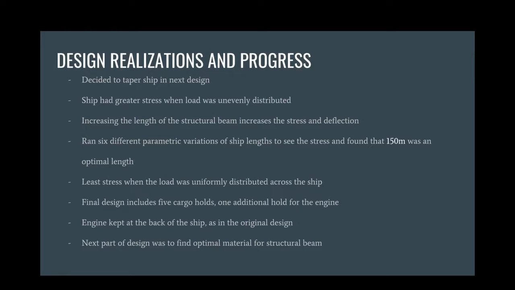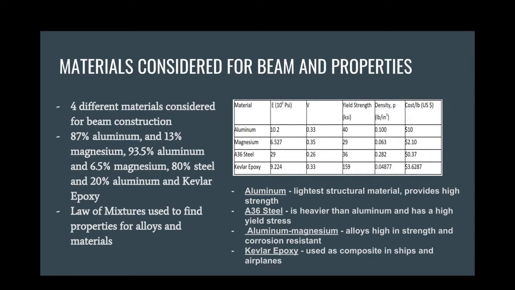And so the next part of the design was to find the optimal materials for the structural beam. So we considered 4 different materials for beam construction, and as you can see in our chart, we used aluminum, magnesium, A36 steel, and Kevlar epoxy, and we used these to make 3 alloys, and then we kept the Kevlar epoxy just as a material.